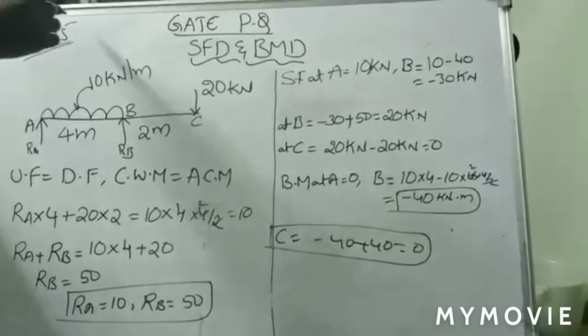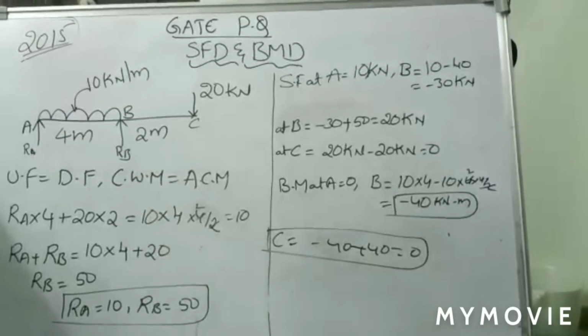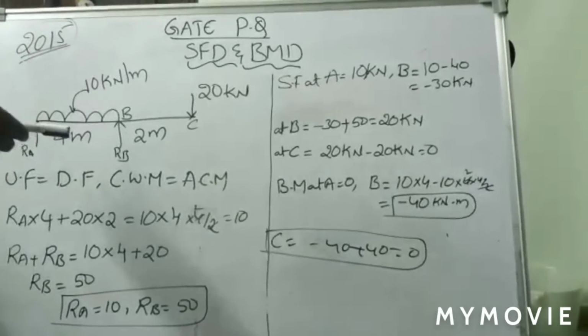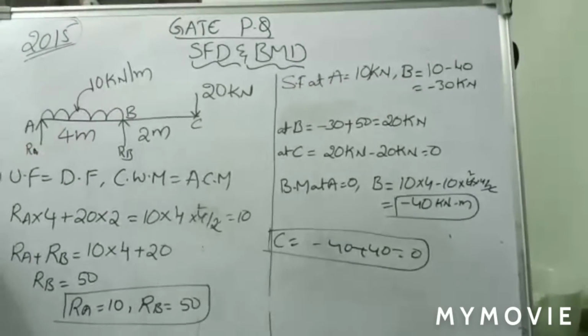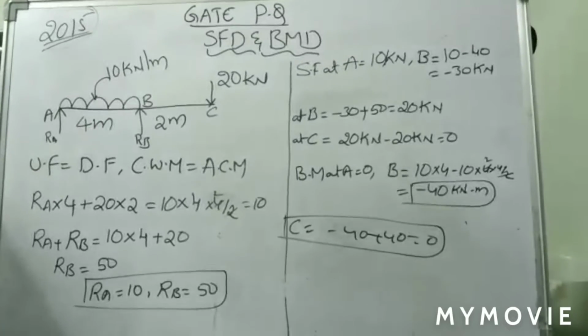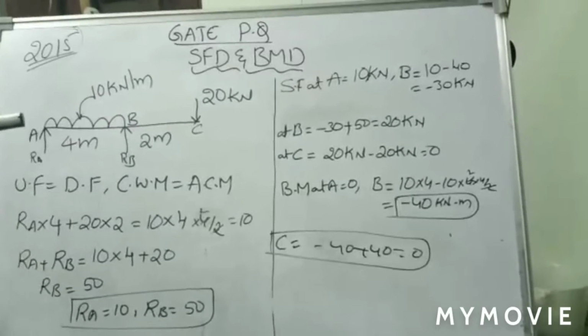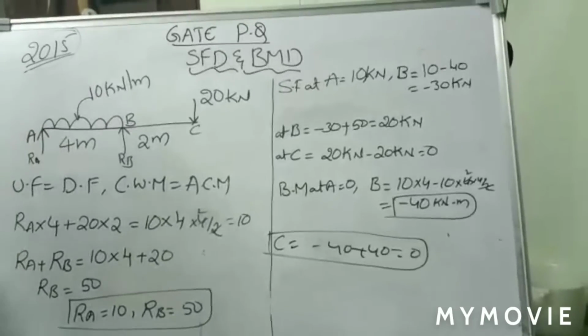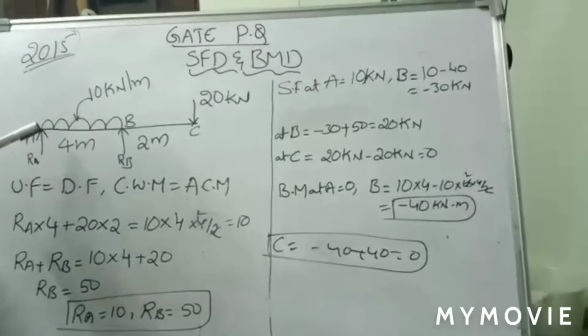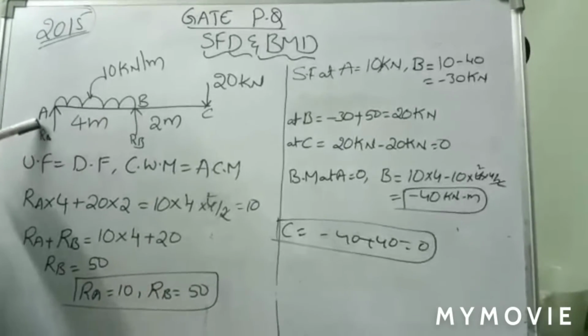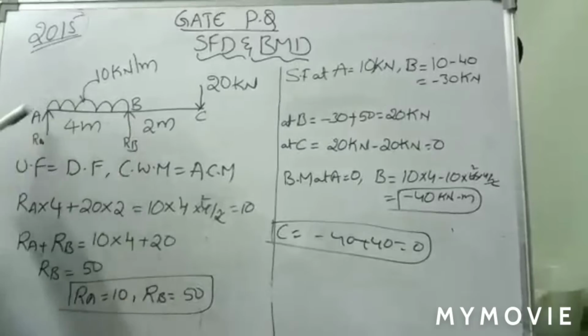So I have chosen the 2015 paper. In the 2015 paper we have one problem regarding an overhanging beam, right? First, identify what type of problem it is. In the examination we do not have that much time, but while you are practicing, please understand first what type of problem it is. That is very important, right? So here it is an overhanging beam, right?